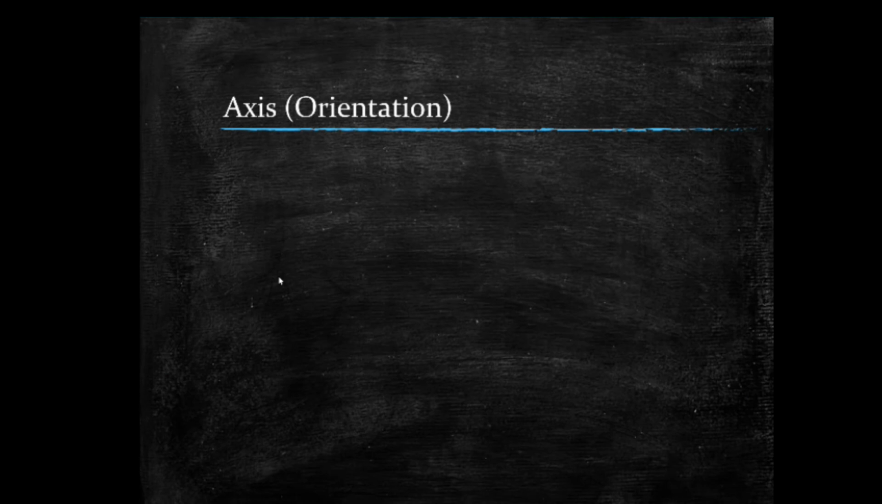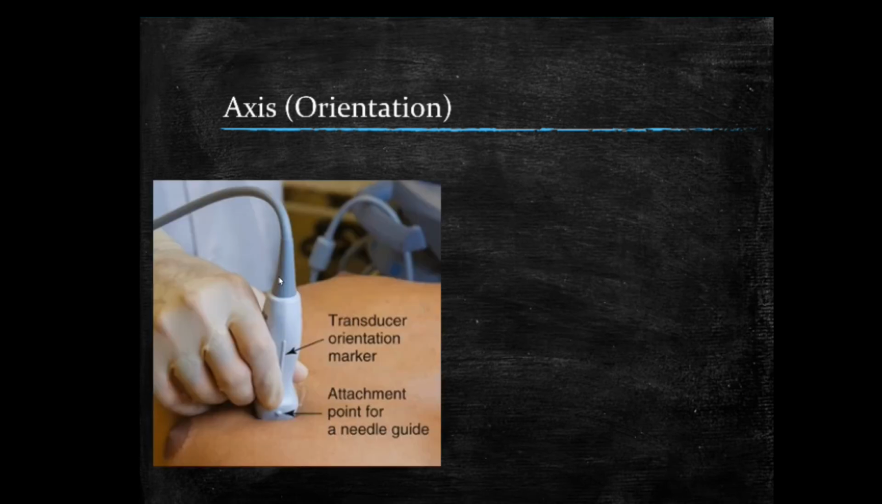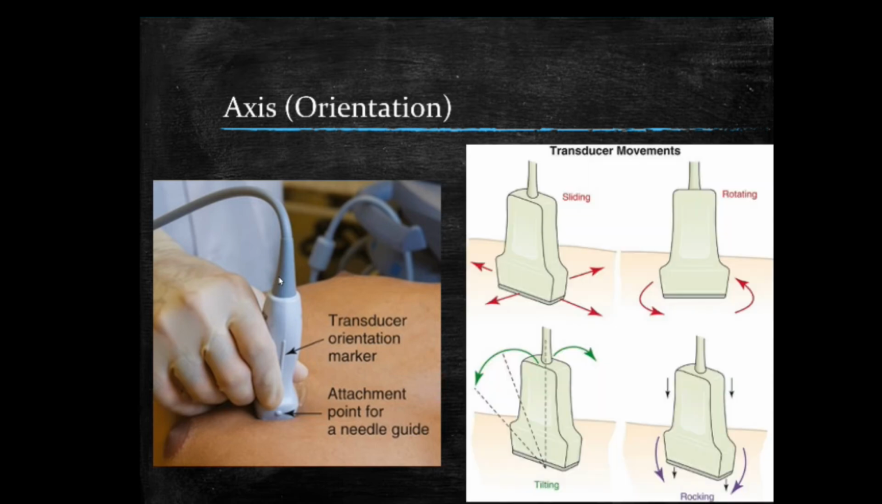Okay, axis orientation. What do I mean by that? We want our structure to be appropriately aligned on the screen. So if we think about a parasternal long axis for the heart, that would mean something like the mitral valve is roughly in the middle third of the screen. You can see your aortic valve, and your LV is not foreshortened. For the lung, the pleural line is horizontal on the screen. You can see your rib shadows, and you can see A lines, indicating that you're appropriately perpendicular to that structure.